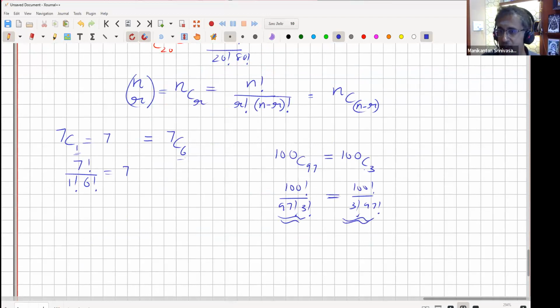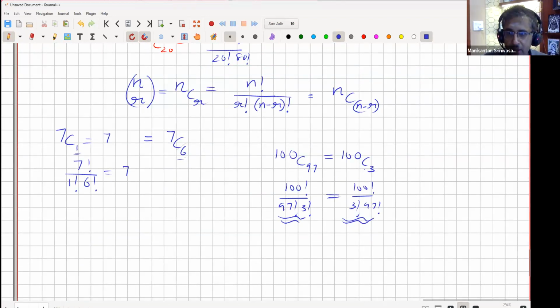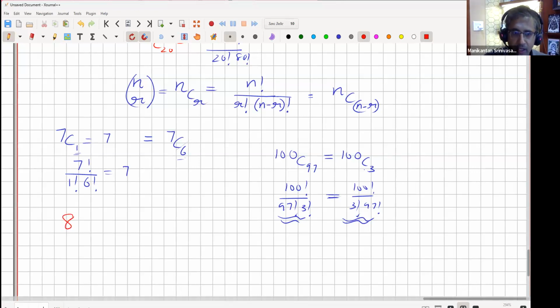Choosing 3 is same as choosing 97. I'm not arranging, I'm only choosing, remember. With choosing, without any notion of arrangement, choosing 3 is same as choosing 97 from a group of 100. Okay, what about choosing 0? Okay, Yuvam, from 8 students, in how many ways can I select 0 students?